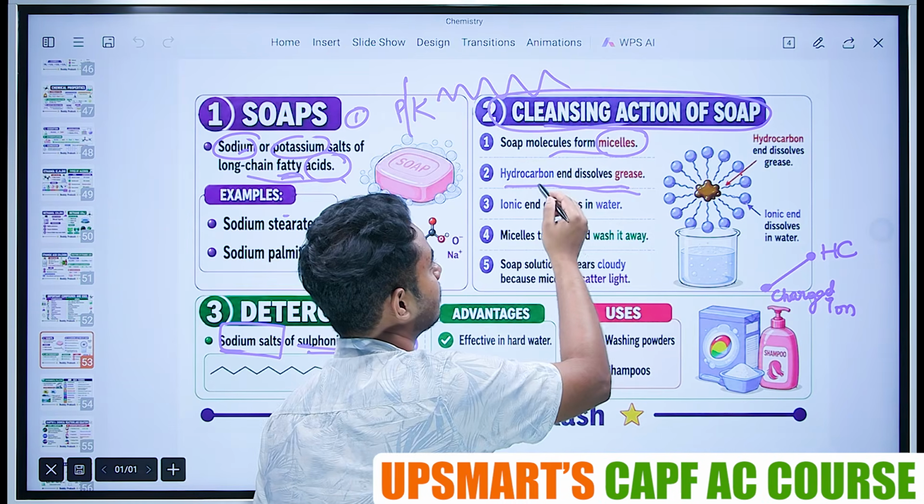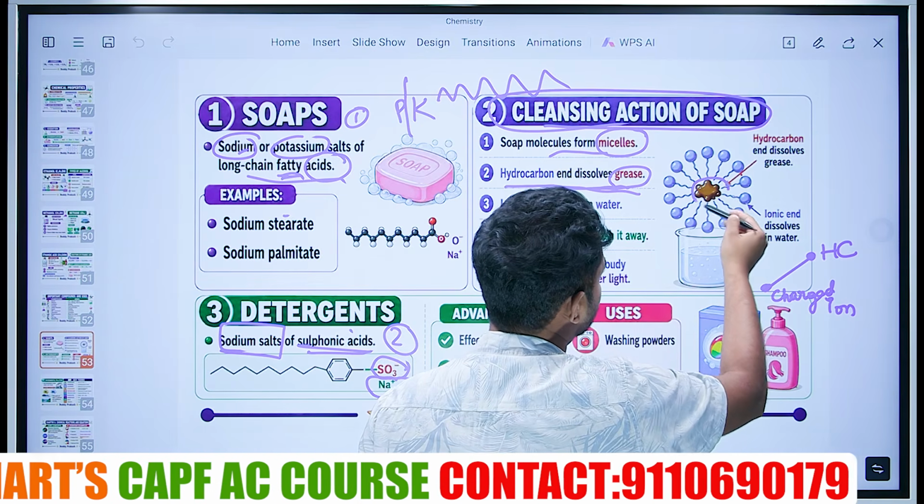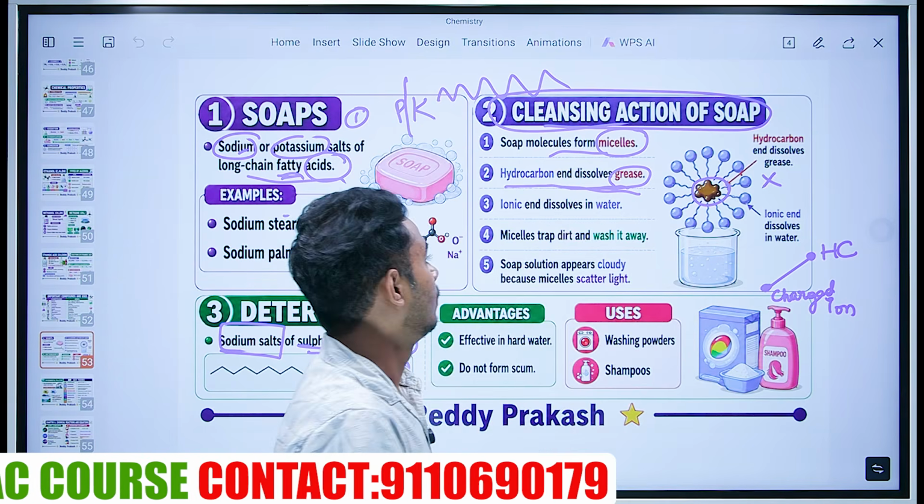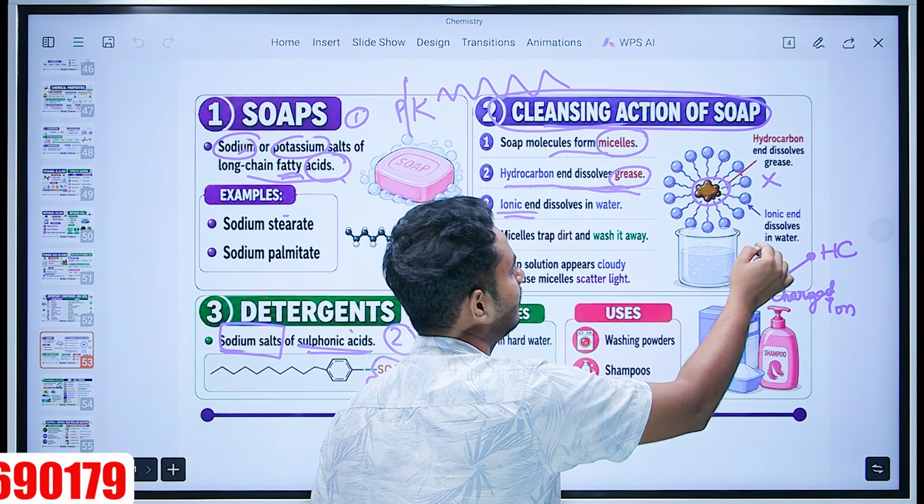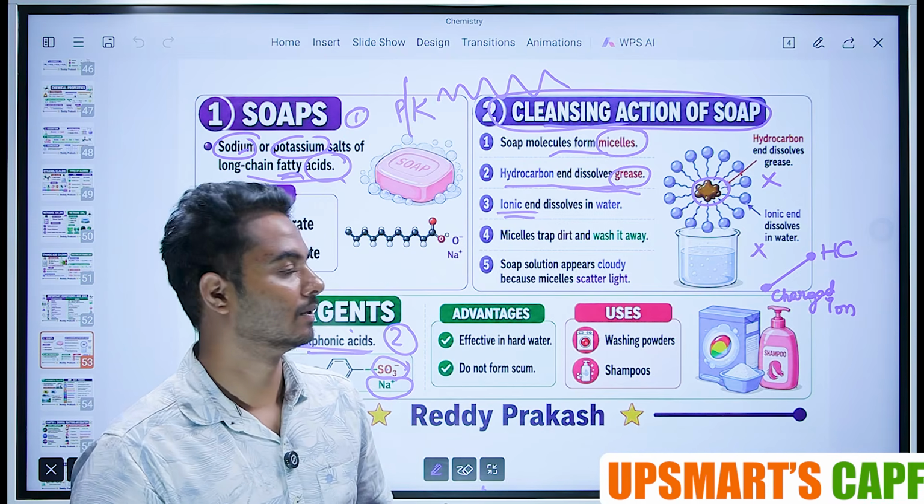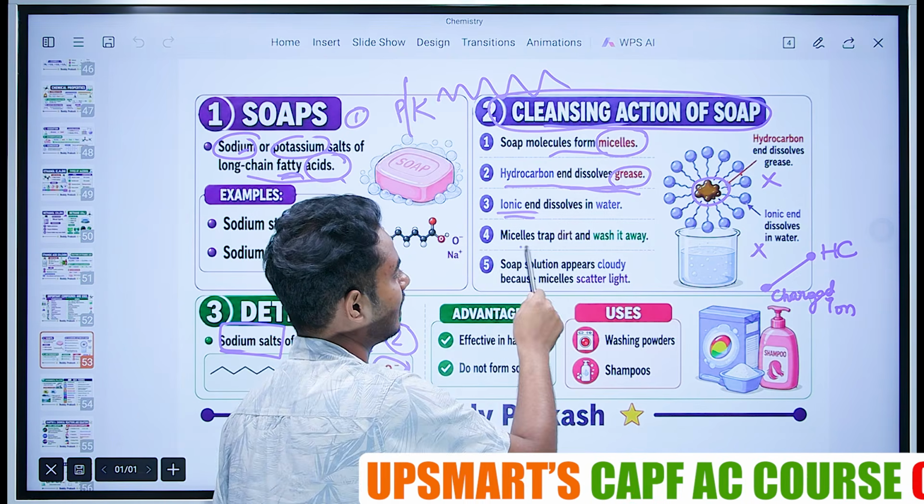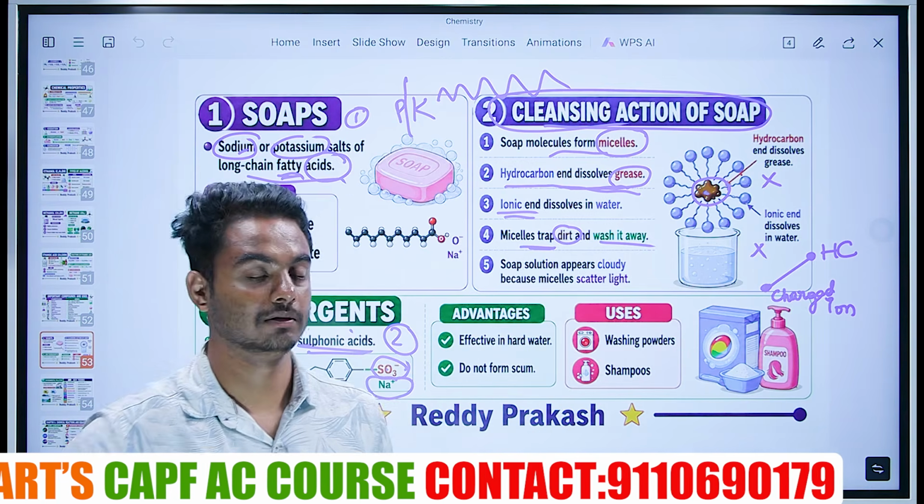What the hydrocarbon does is, it will remove the grease. If there is any hydrocarbon grease, it will remove it. What the ionic end does is, it will dissolve in water. It will react with water and dissolve in water easily. Next, what the micelles do is, they trap the dirt and wash it away.